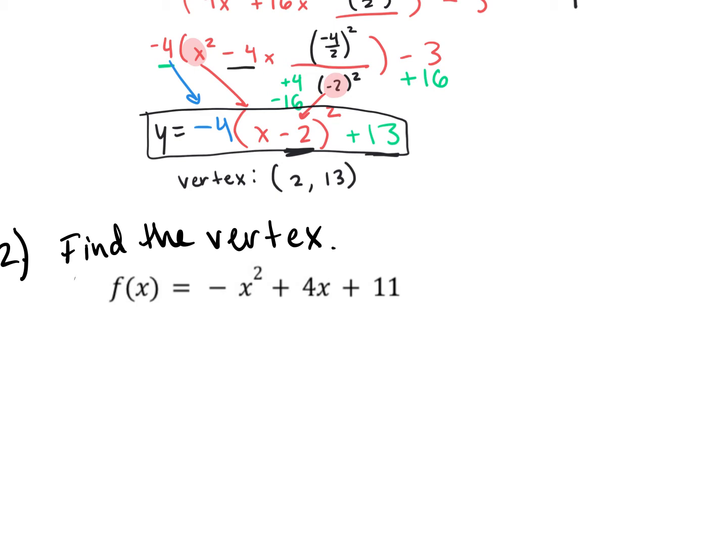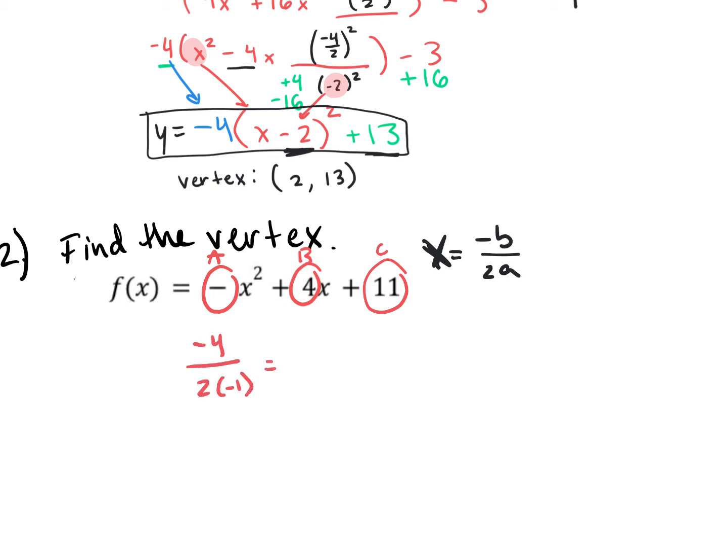Anybody remember that little formula to find the vertex? Negative b over 2a. This should be x equals. So x equals negative b over 2a, where our a and b come from here. So this is our a, this is our b. This is our c, but it doesn't really matter in our formula here. So I would have negative 4 over 2 times negative 1. So negative 4 over negative 2 would just be 2. So that gives me the x in my vertex.